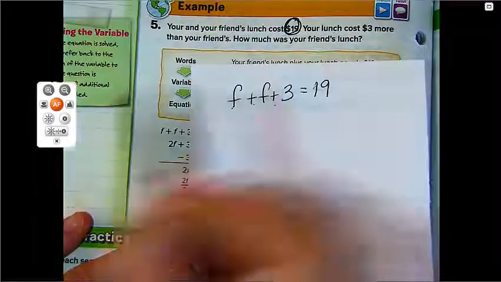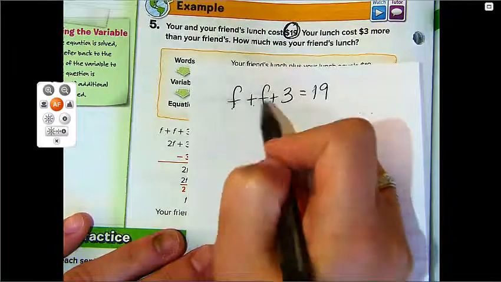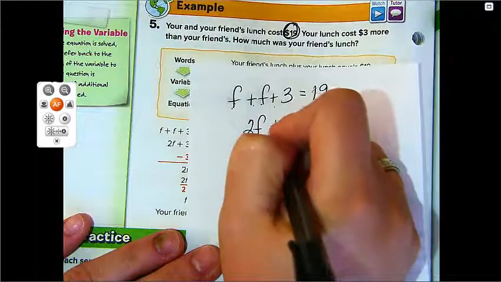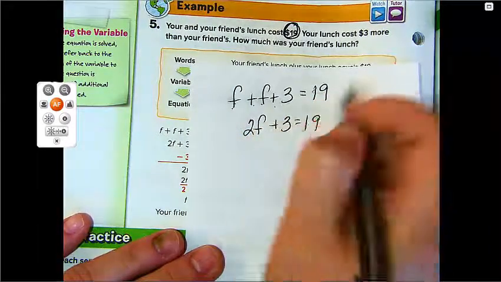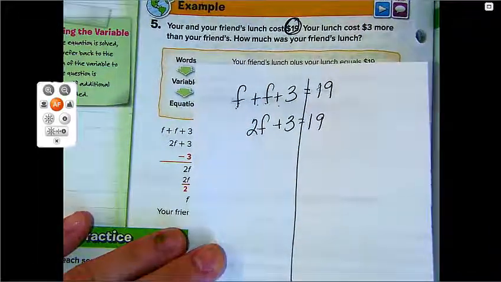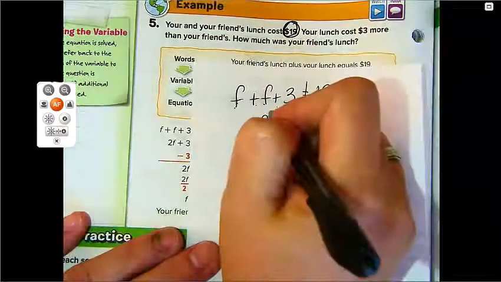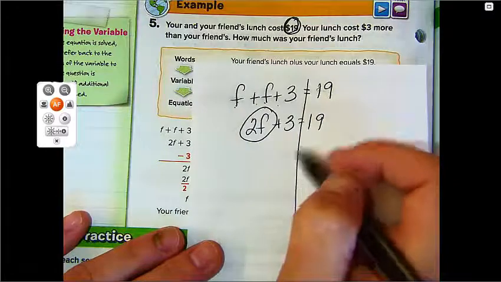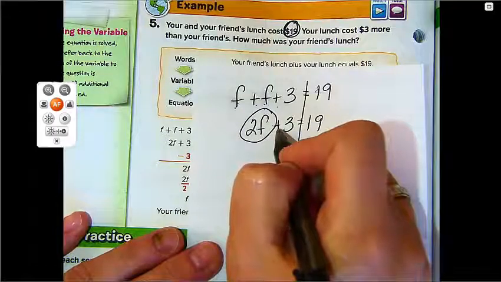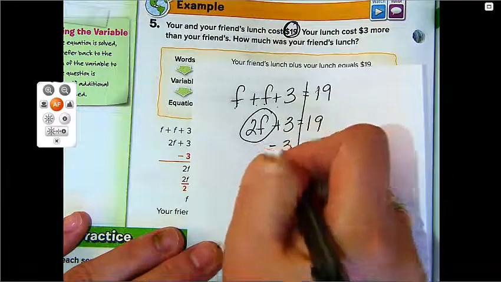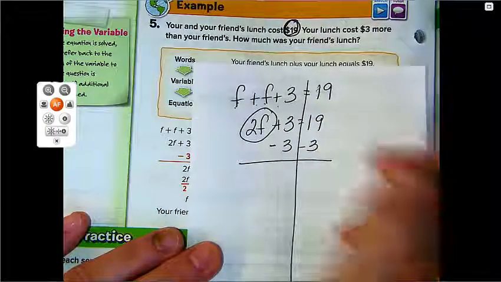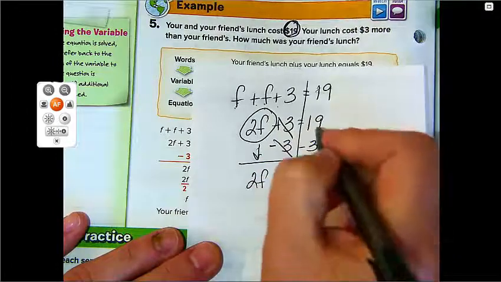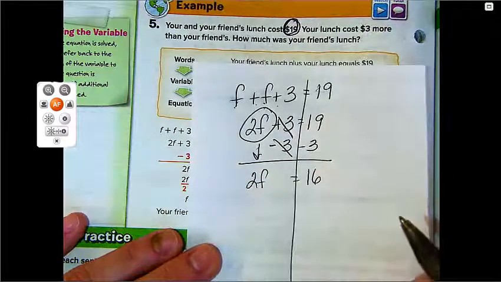And now we can solve this. Well, how many F's do I have? I have one F here. I have one F here. So I have two F's plus 3 equals 19. Okay? Now I want to look at the side with the letter and move everything not connected to that letter. So I have this positive 3 that's not connected. So I'm going to move it and make it a negative 3. Those then are gone. I'm left with a 2F on this side. 19 minus 3 is a 16.